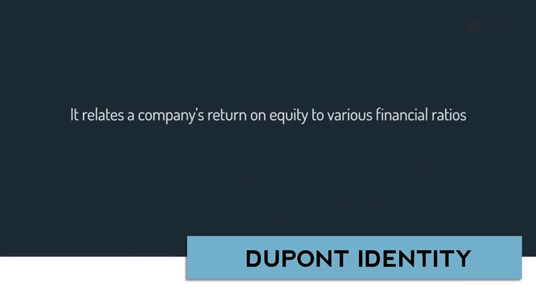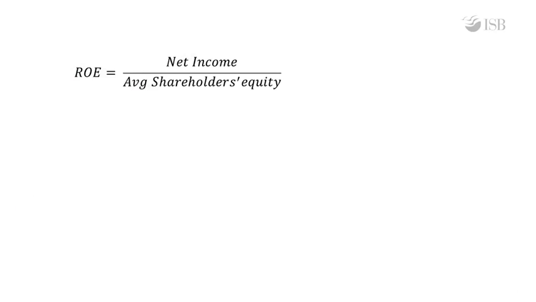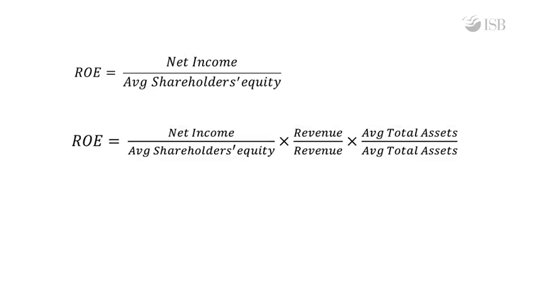The DuPont Identity gets its name from DuPont Corporation, which began using this idea from the early 1920s. It relates a company's return on equity to various financial ratios. It is easy to see what these financial ratios are. We start off with return on equity, which is defined as net income divided by average shareholders' equity. Let's multiply and divide by both revenue and average total assets.